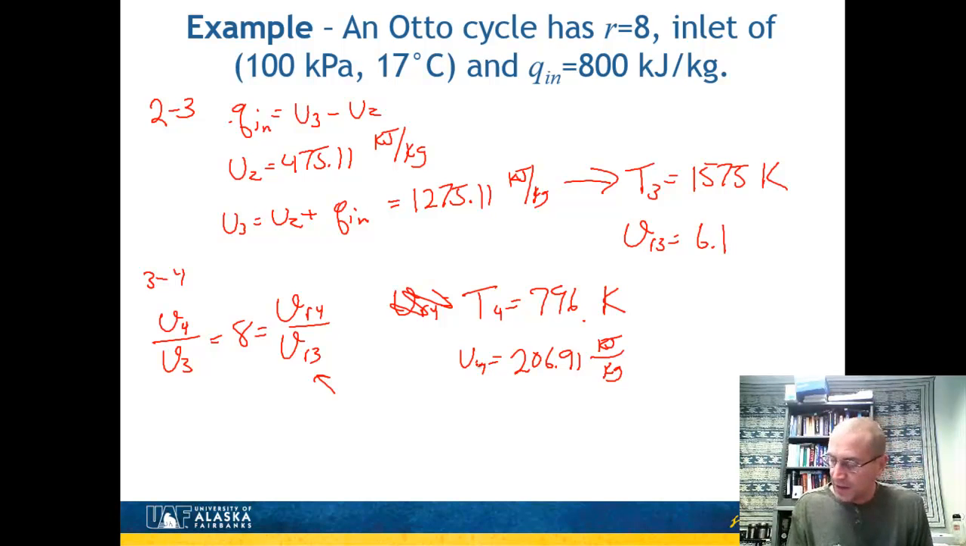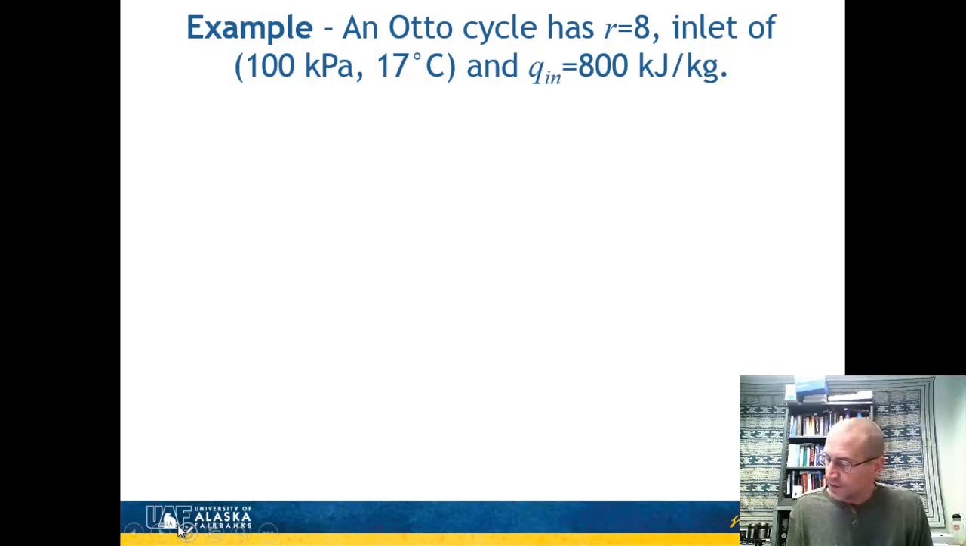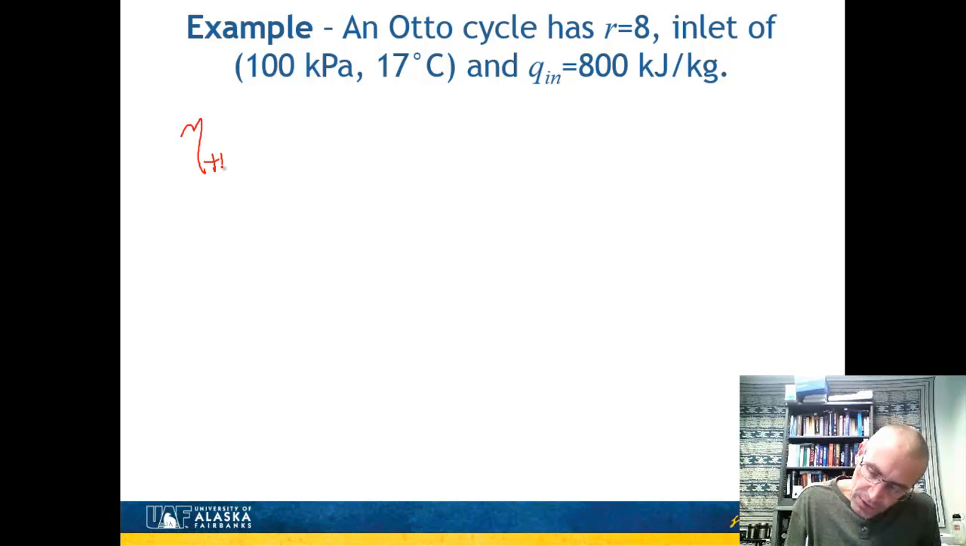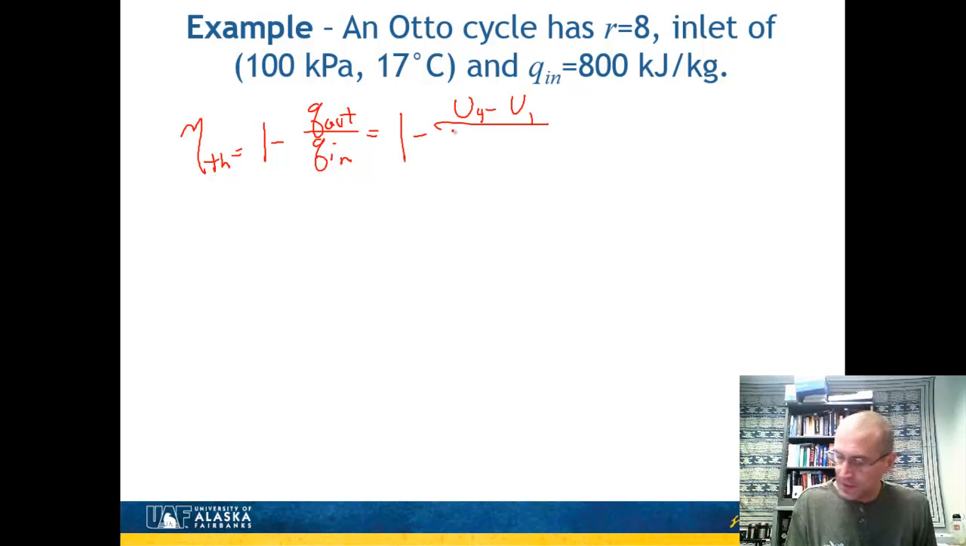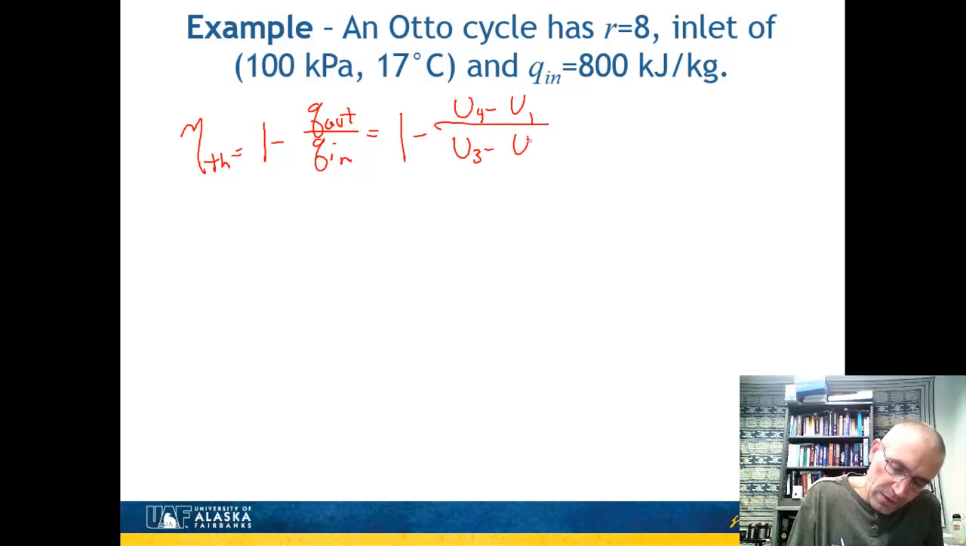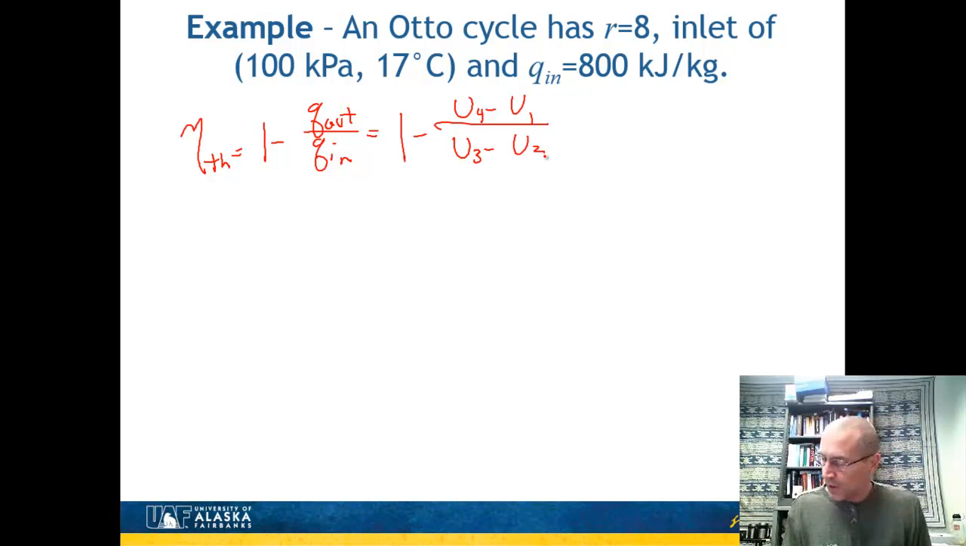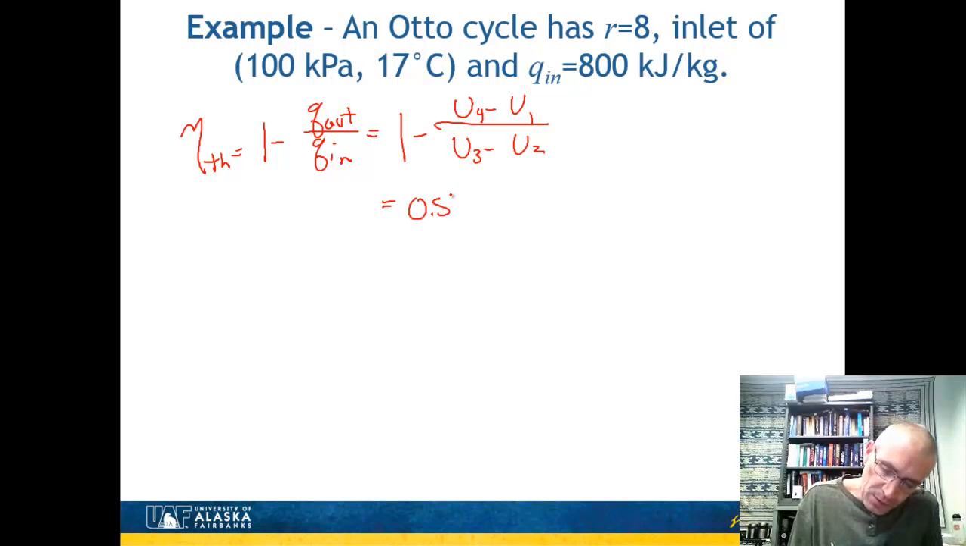Now I just need to determine what my thermal efficiency is. So thermal efficiency is 1 minus Q out over Q in. And that's going to be 1 minus, this is now going to be U4 minus U1, that's the heat that left the system, over U3 minus U2. And if I look up all of those values, I get a thermal efficiency of 0.52 or 52%.